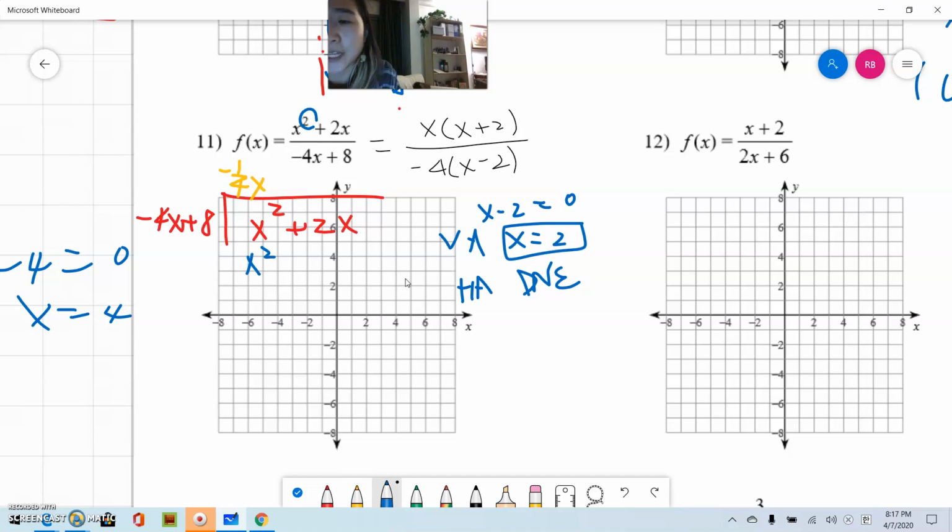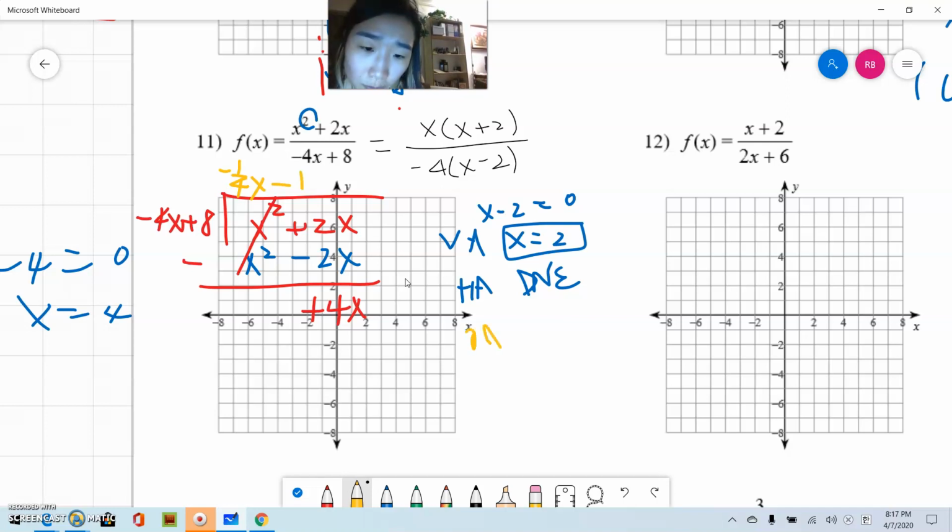Negative 1/4 times 8 is negative 2x. Okay? And since I am subtracting, this goes away. 2x minus negative 2x is plus 4x. And a way to make negative 4x to be plus 4x is minus 1. So oblique asymptote is y equals negative 1/4 x minus 1.